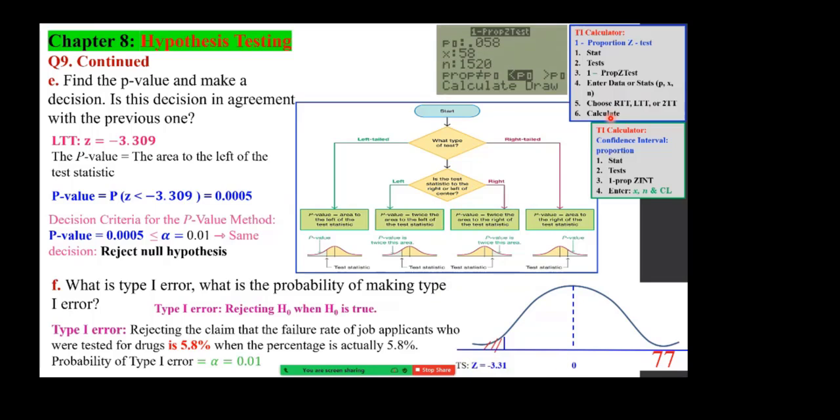And if we go through the process, 1 proportion z test, we put x and n, and we highlight less than, we do the calculation, and it results in what you see here, negative 3.309. That's what we had calculated. Of course, this is negative 3.31, and you can change this to 6, so on and so forth. The reason the number is slightly different is that they use a lot more decimals than we do.